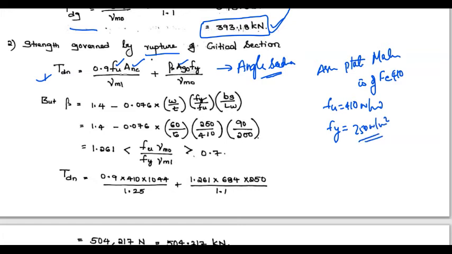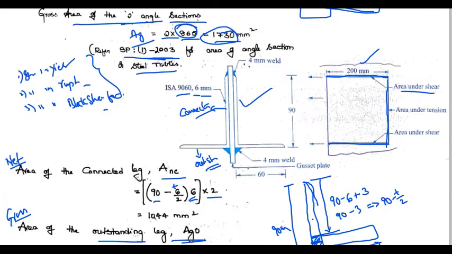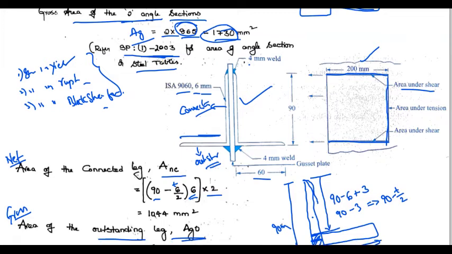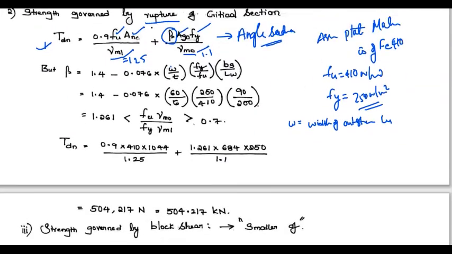So substitute those values Fu and Fy, and gamma m1 and gamma m0 are the partial factors of safety, so substitute them. This is 1.25 and this is 1.1 against yielding, and we have another unknown, that is beta, and beta is given by this simple expression. And what is w? w is the width of the outstanding leg. What is the outstanding length width from this figure? This is the outstanding. This is 60. Yes, absolutely 60. Then put 60 here.